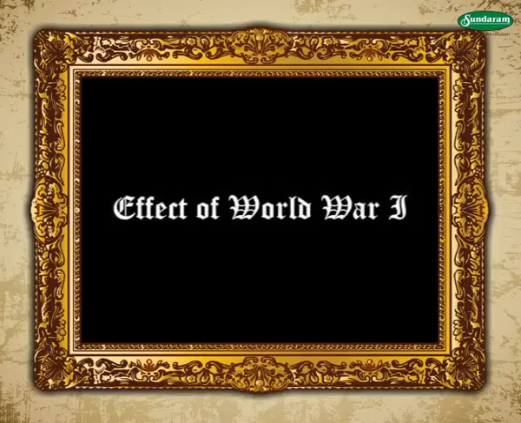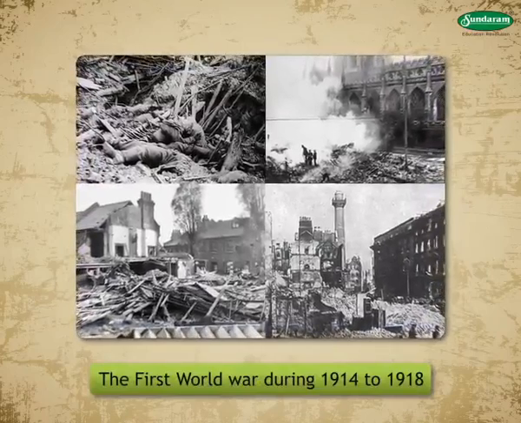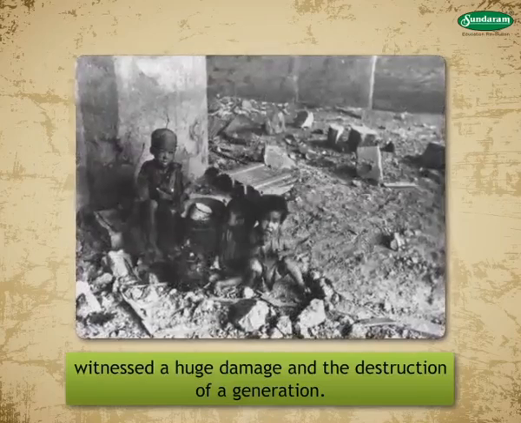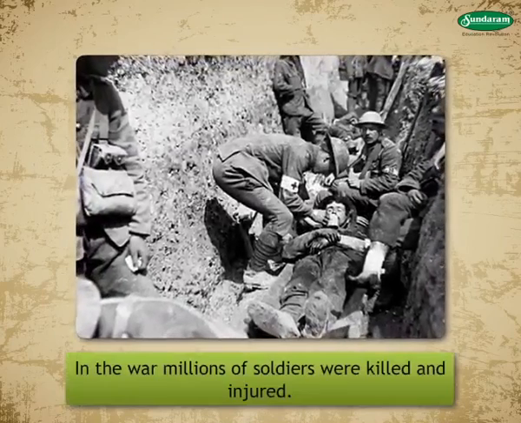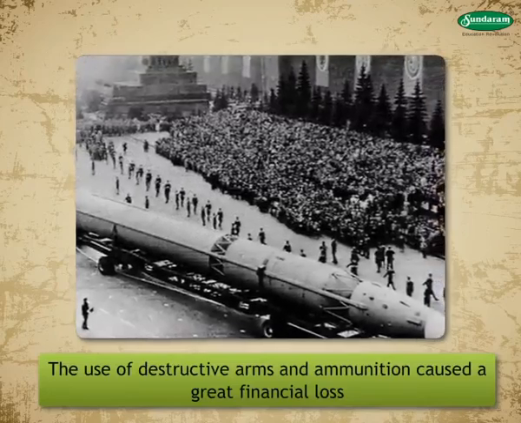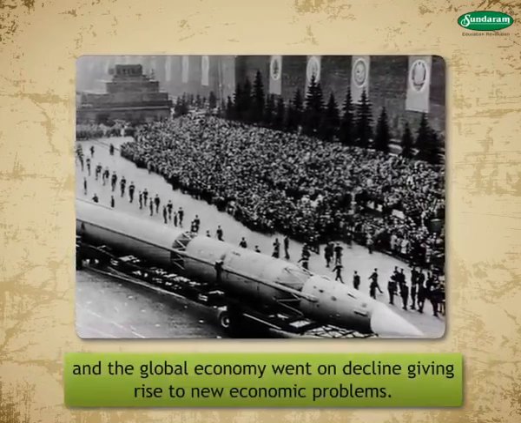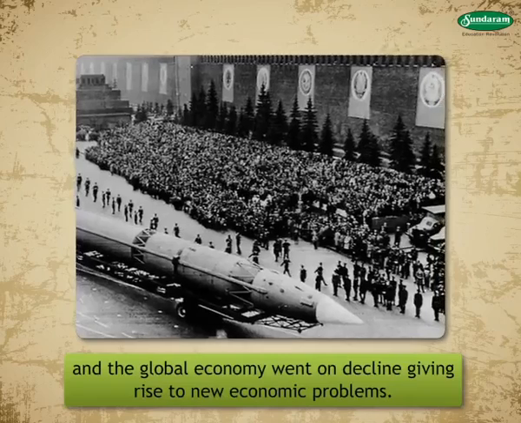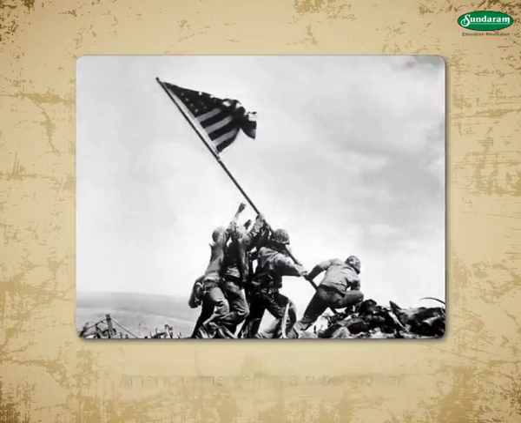Effect of World War I. The First World War during 1914 to 1918 witnessed huge damage and the destruction of a generation. In the war, millions of soldiers were killed and injured. The use of destructive arms and ammunition caused a great financial loss and the global economy went into decline, giving rise to new economic problems. America emerged as a superpower.